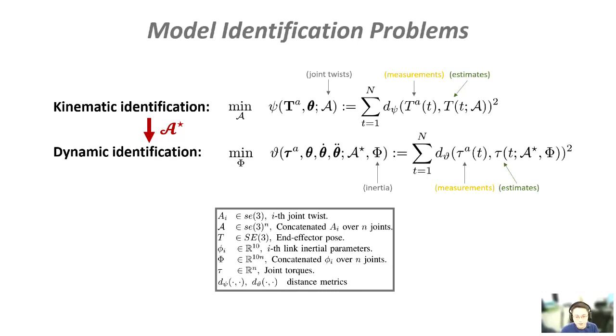Then the model identification is basically to find the optimal model parameters that minimize the error between the model estimates and its actual sensor measurements. For instance, the kinematic model identification is to find the best parameter of joint twist and the end effector pose at zero configuration or home position that minimize the estimation error of the end effector poses.